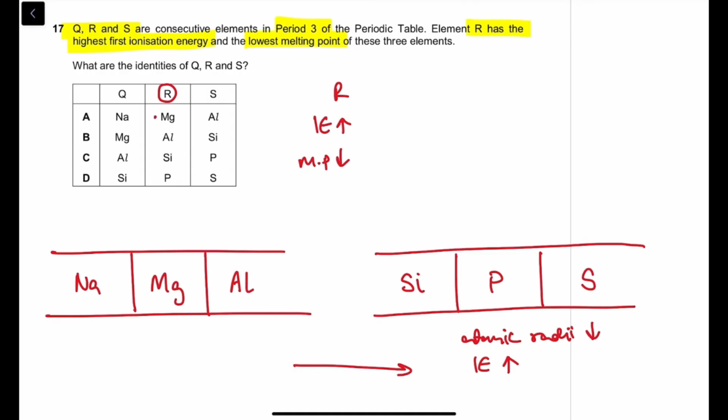So out of all these 4 options, P is the furthest across. Therefore, the answer must be D. It also does have the lowest melting point. Phosphorus is simple molecular, and silicon is giant covalent. Aluminium and magnesium are metallic, so they're rather large, while phosphorus is very small.